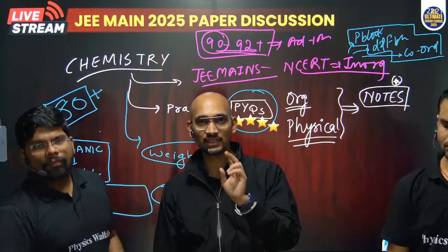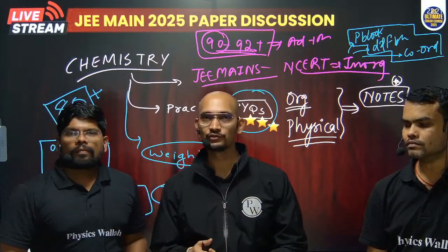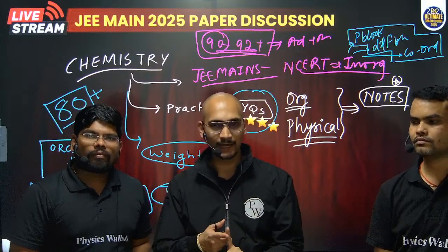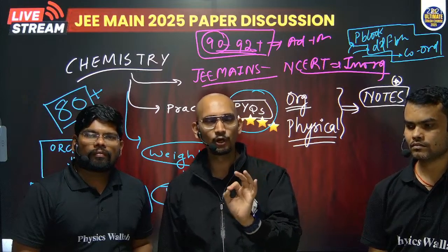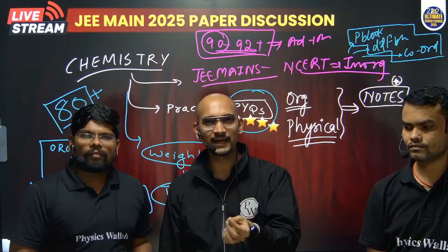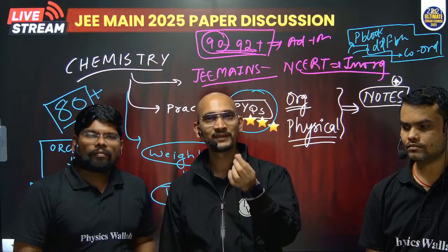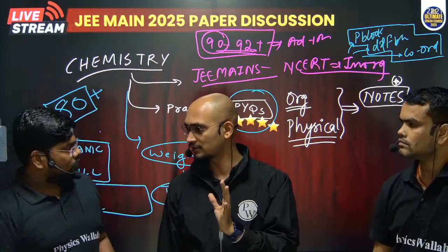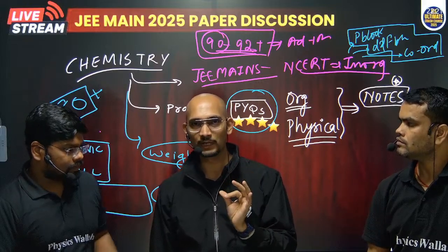What are those chapters? Keep in mind, first of all, GOC at the top. It is not from NCERT, it is from the notes at the top. Second is biomolecules. Biomolecules is the easiest chapter. At the same time, every shift 1 or 2 questions are coming. That makes it very important, sir. Yes, so biomolecules become very important.